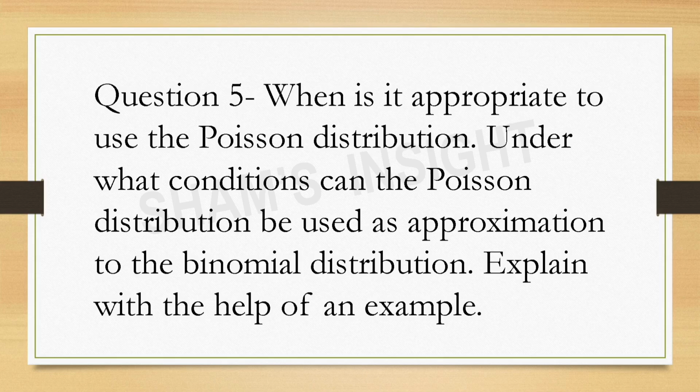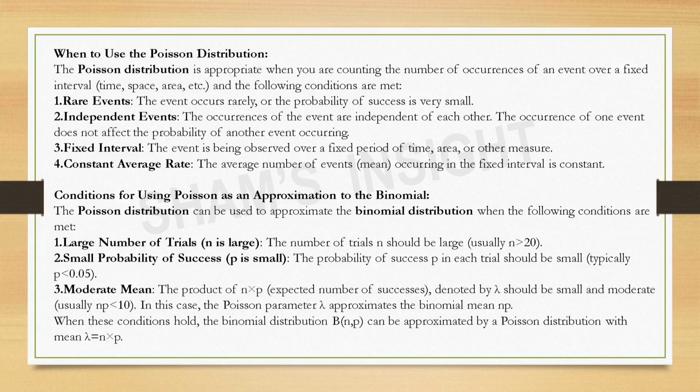That is, when is it appropriate to use the Poisson distribution, and under what condition can the Poisson distribution be used in approximation to the binomial distribution? Explain with the help of an example. So we can use Poisson when the events are rare and independent. There is a fixed interval and the average rate should be constant.